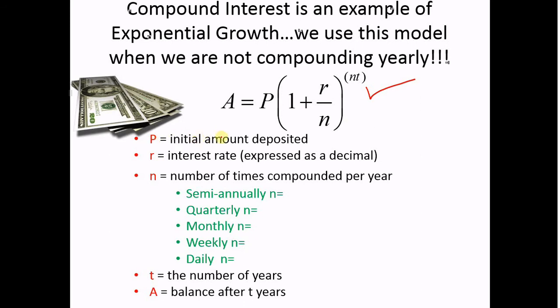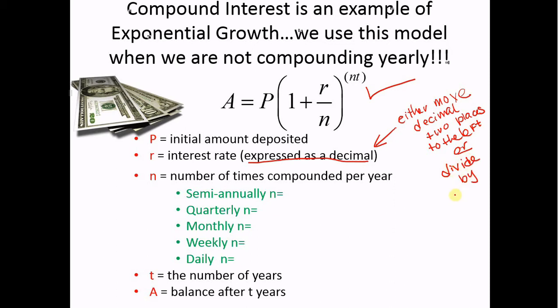And P is the initial amount deposited. So that's the initial amount you're going to put into your account. R is the interest rate expressed as a decimal. Now, make sure you underline or highlight that. To express it as a decimal, you can either move the decimal two places to the left, excuse me, or divide by 100. Okay, so that's two options for you to be able to get that decimal.